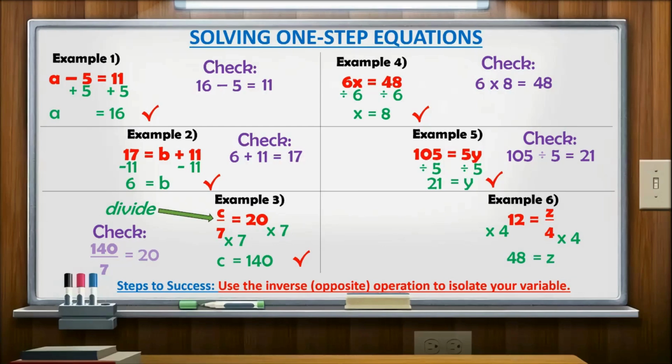Finally, we can do our check of using substitution to see if my answer for the variable is correct. So 48 divided by 4 is in fact 12. And there you have it. Example 6 has been completed.